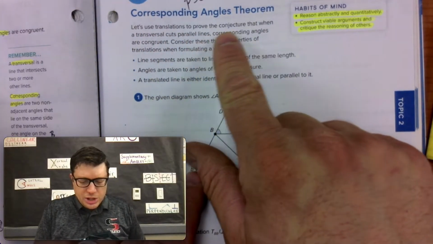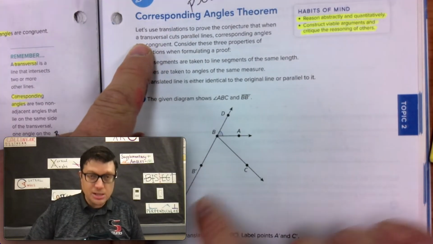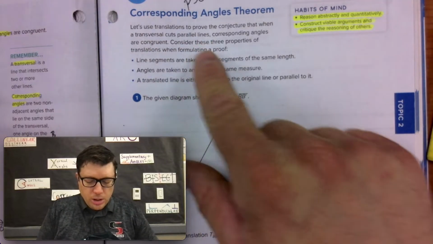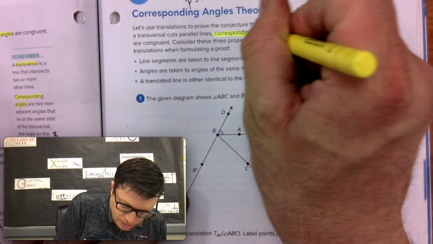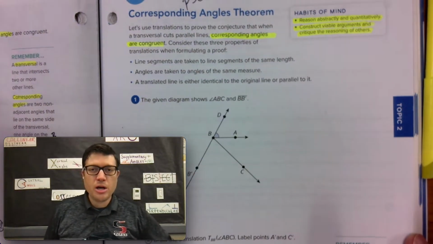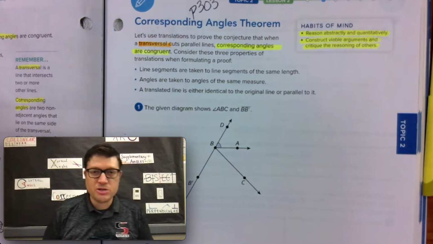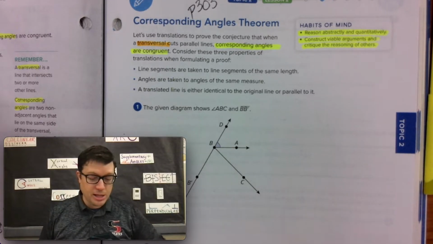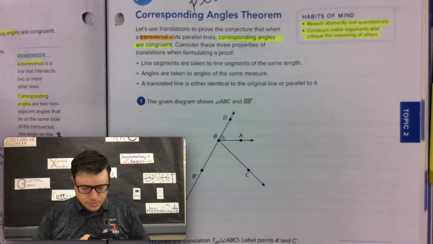Let's use translations to prove the conjecture that when a transversal, so that's the line going across parallel lines, cuts parallel lines, corresponding angles are congruent. That's the vocab word. I'm also going to highlight the word transversal. I don't think I've covered it enough. I don't think it can ever be covered enough that you understand what a transversal is, since that is the linchpin for all of the things that we do in our relationships of angles.